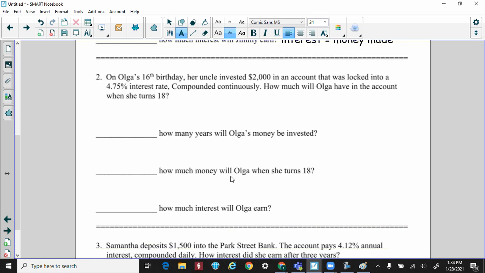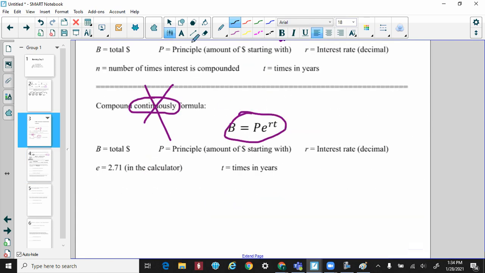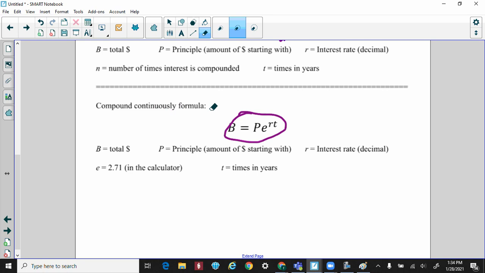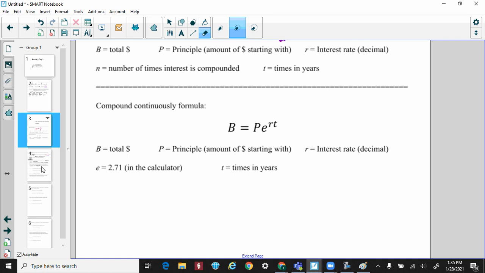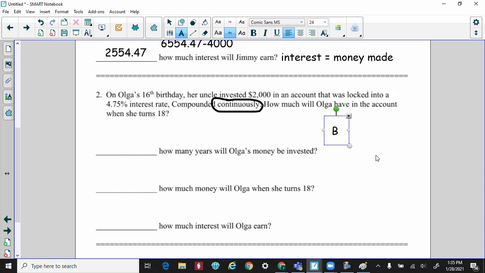Next question. On Olga's 16th birthday, her uncle invested $2,000 in an account that was locked into a 4.5% rate. Oh, here we go, I just see it. Word association: continuously. Going back to my formulas, I know I'm going to use this formula down here. The word continuously trumps everything and says, okay, we're going to use this guy. I'm just going to put it right over here. B is equal to P e to the r t. It's also known as the PERT formula, I think.